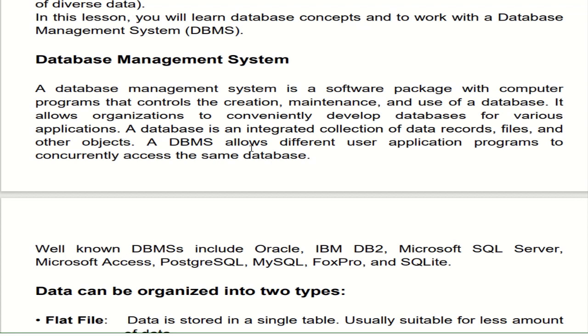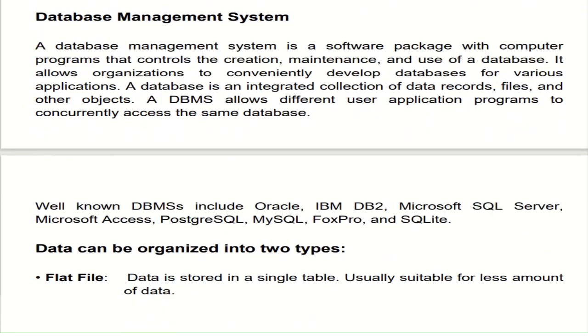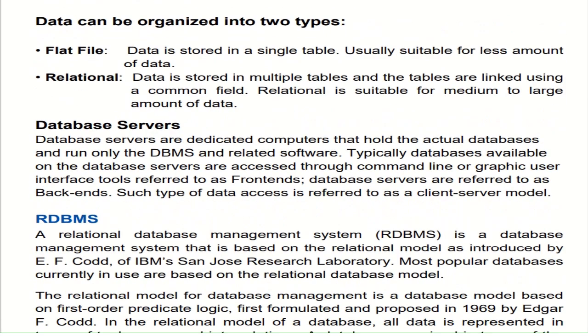A DBMS allows different user application programs to concurrently access the same database. Well-known DBMS include Oracle, IBM DB2, Microsoft SQL Server. These are the software where we could be able to use what? DBMS. Now data can be organized in two types. First one is flat file and second one is a relational file. Now what do you mean by flat file? Flat file is what? Data is stored in a single table, usually suitable for less amount of data. Now what is relational? Data is stored in multiple tables and tables are linked using a common field.